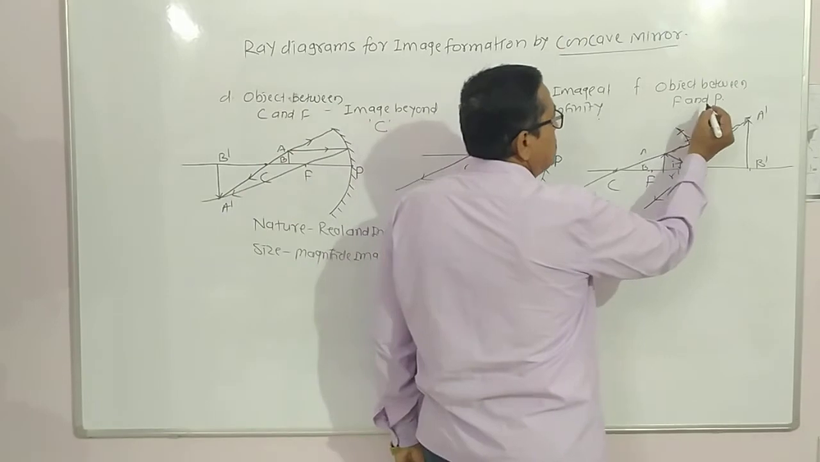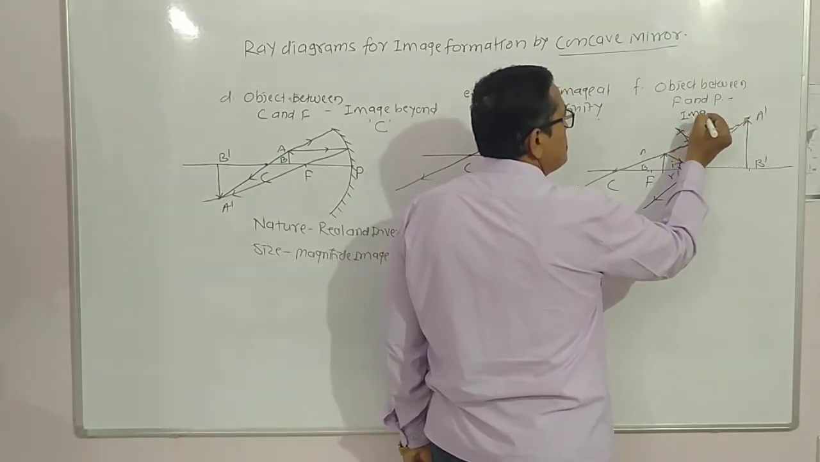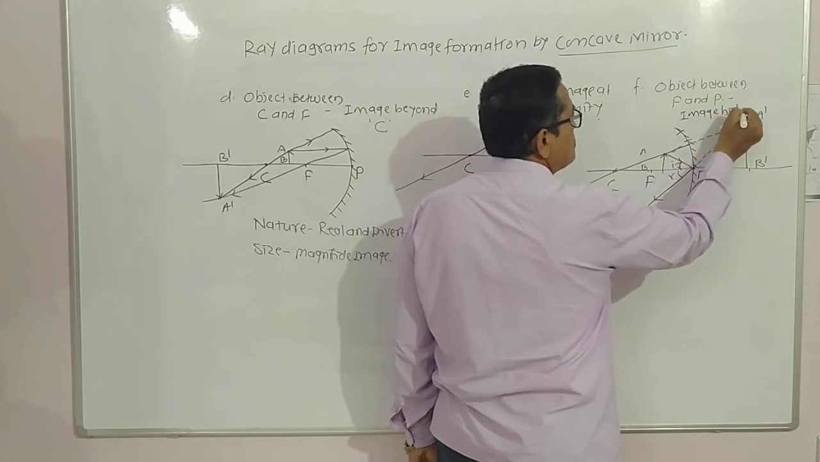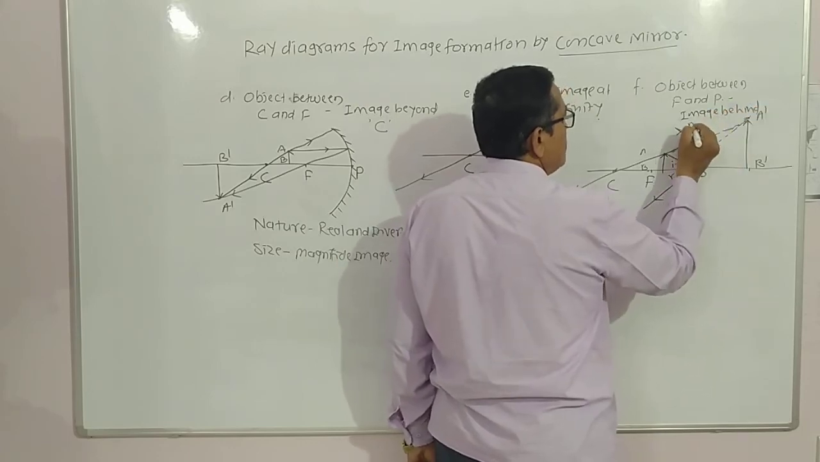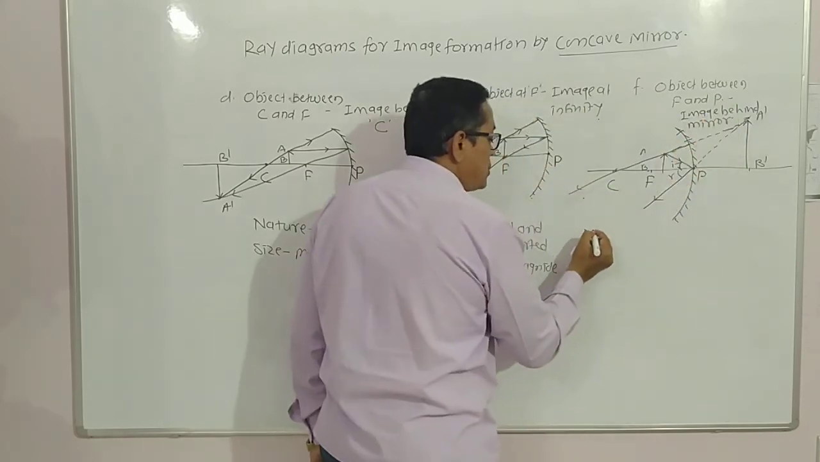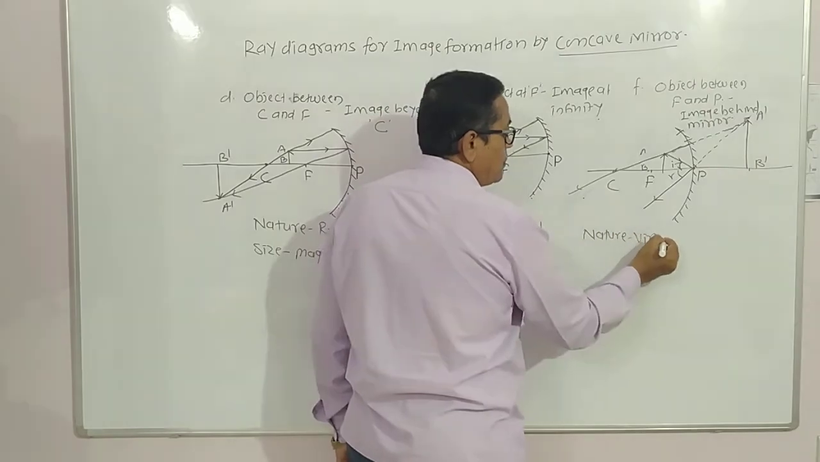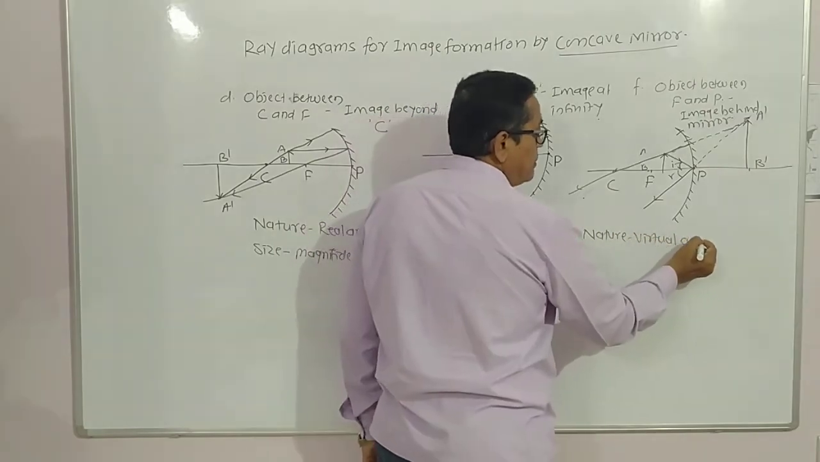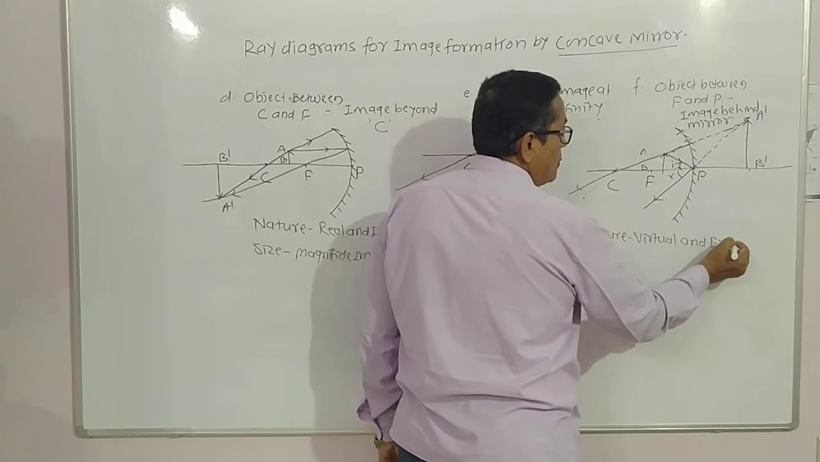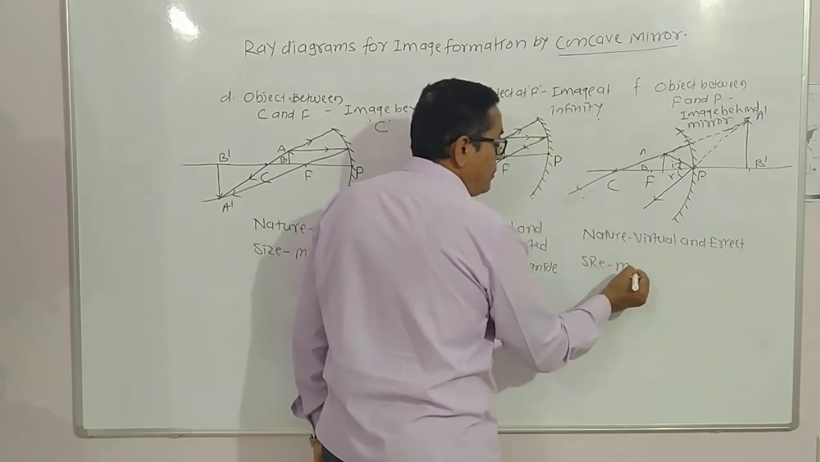Here just object between F and P. Where is the image? Image behind mirror. Image behind mirror, then nature virtual and erect, size magnified image.